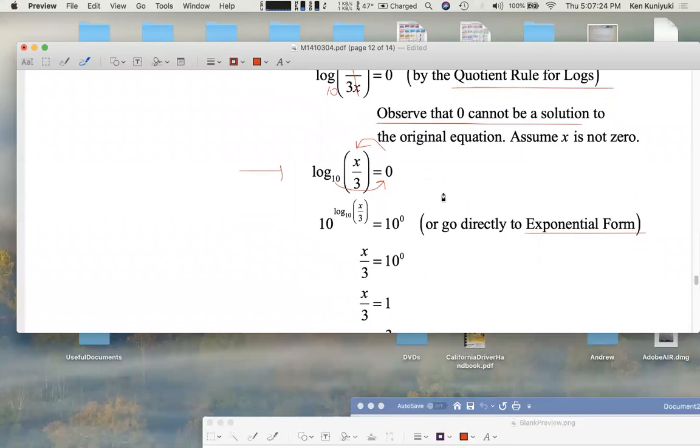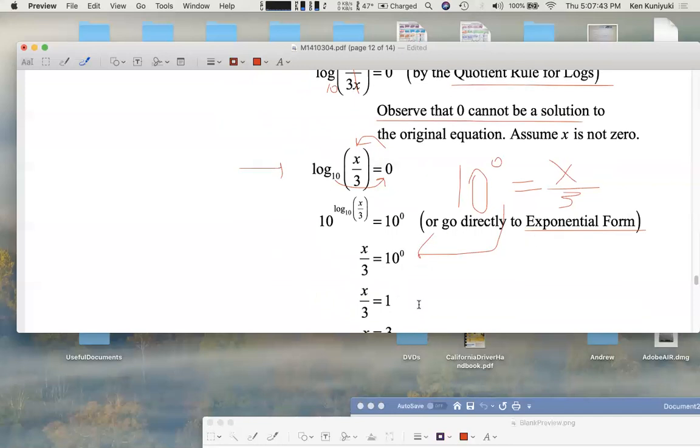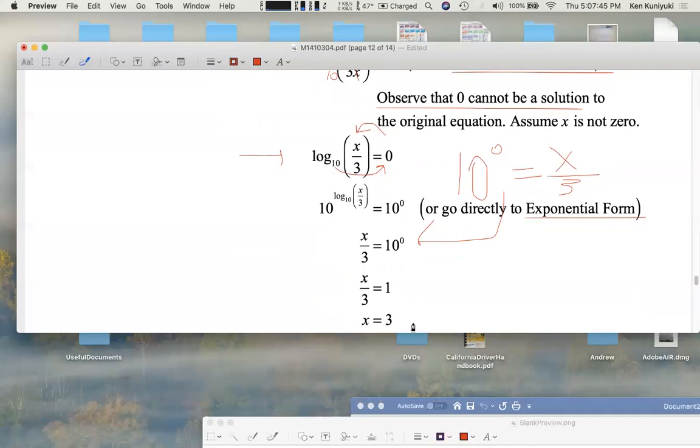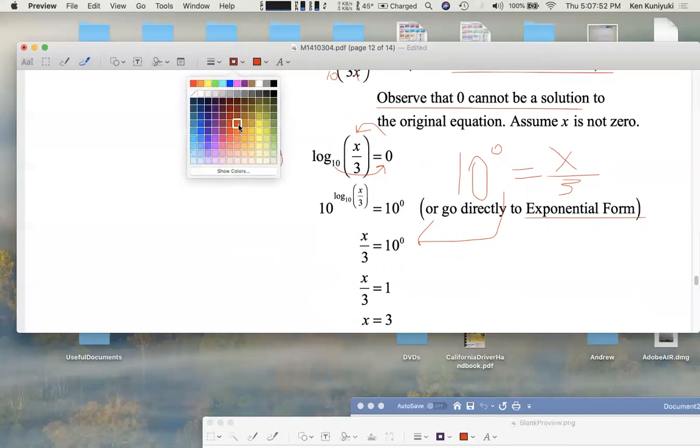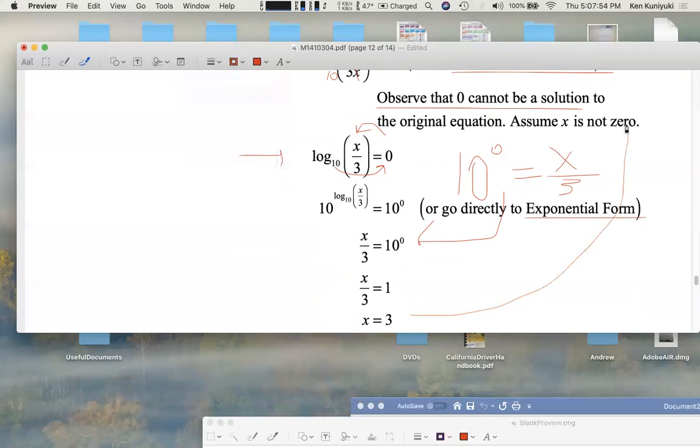Now, we could have done exponential form. If you go to exponential form, 10 to the 0 is x over 3. Switch it around, and we get that. 10 to the 0 is 1. x over 3 equals 1. Multiply 3 on both sides. x equals 3. And then let's try to check this out. All right. x equals 3. Try to check it out.